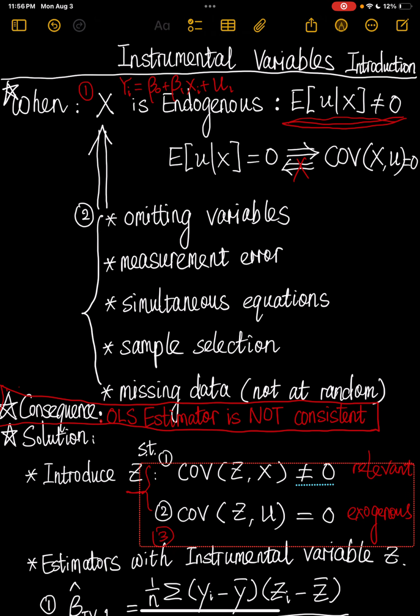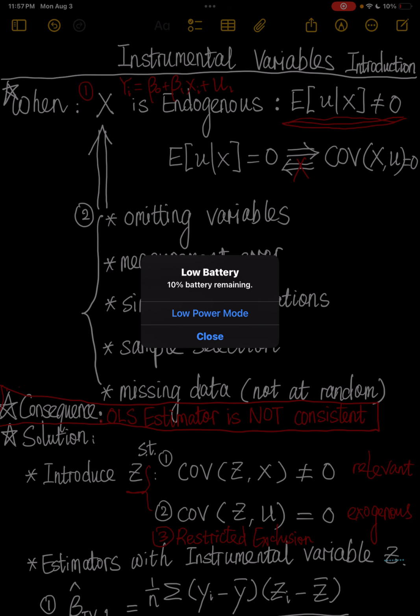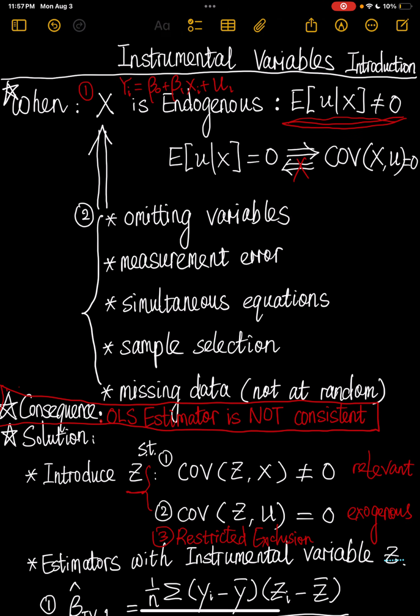And actually, usually we should also include a third condition called the restricted exclusion. For that, it just means that z should not directly affect y except through x, right? We would talk about this a little bit later.